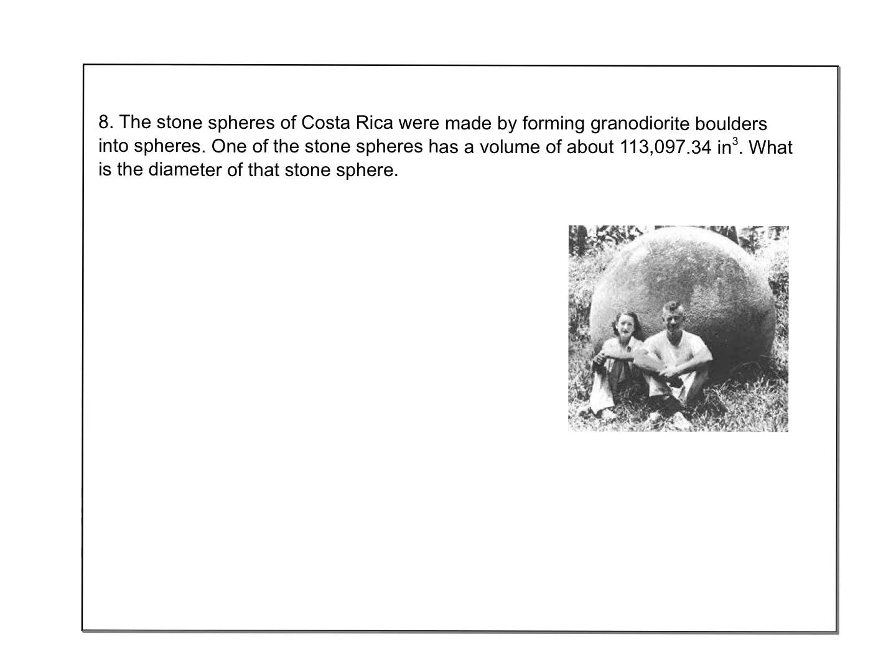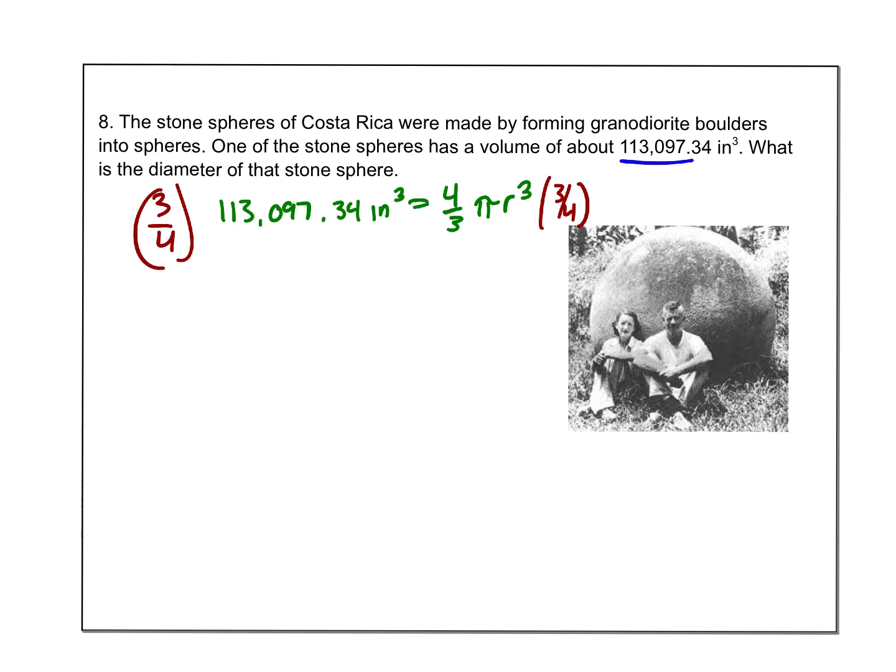Nothing too terrible. Now if we look, the volume of this massive stone sphere that they found in Costa Rica was 113,097.34 inches cubed, and that's a volume. So pay close attention, because solving this one requires making sure you know what you're doing in algebra. What I'll do first is get rid of the 4/3 by multiplying by 3/4. So 4/3 cancels out, the 3's cancel out, the 4's cancel out.